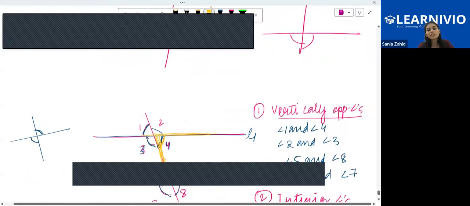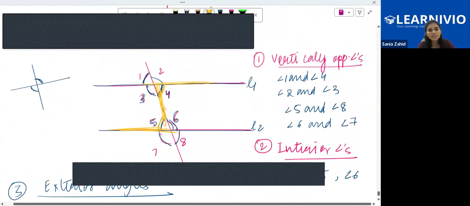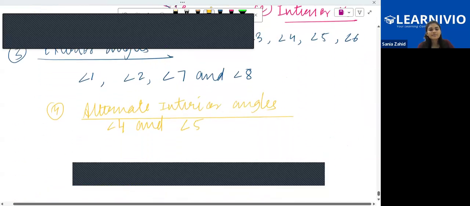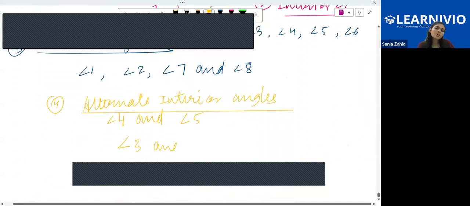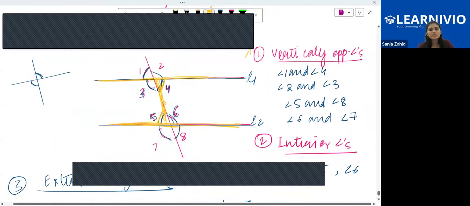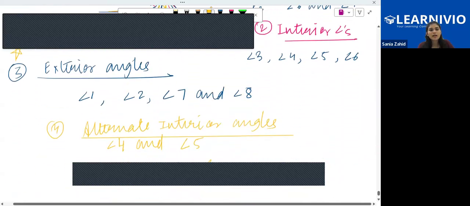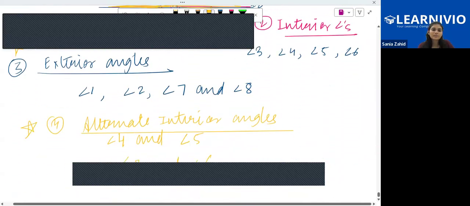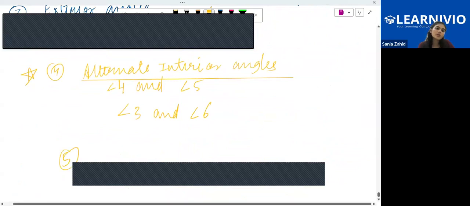Now, what are the other alternate interior angles? Are there any other interior angles which are alternate? 3 and 6. So tell me, is the concept clear up till here? Do you know what are vertically opposite? Yes, ma'am. Do you know what are interior angles? Yes, ma'am. Do you know what are exterior angles? Yes, ma'am. And alternate interior? Yes, ma'am. Okay.